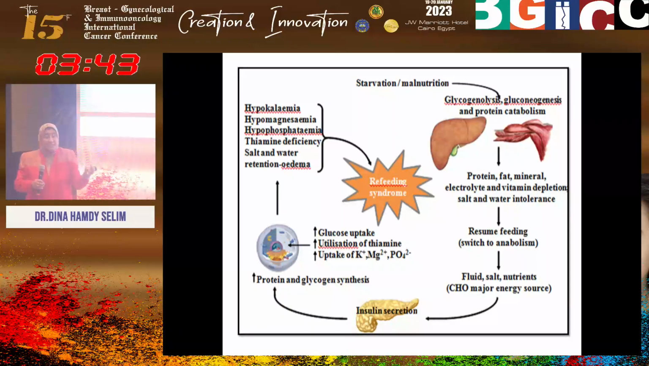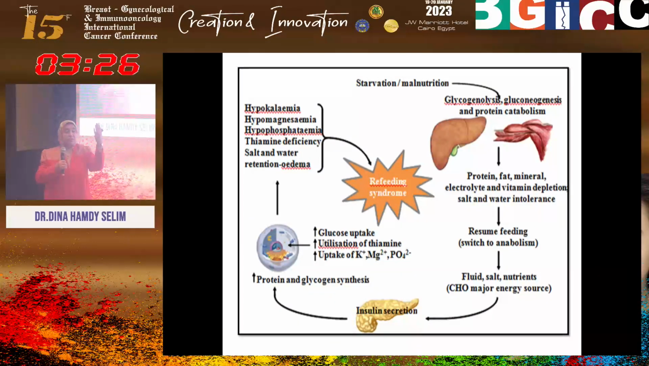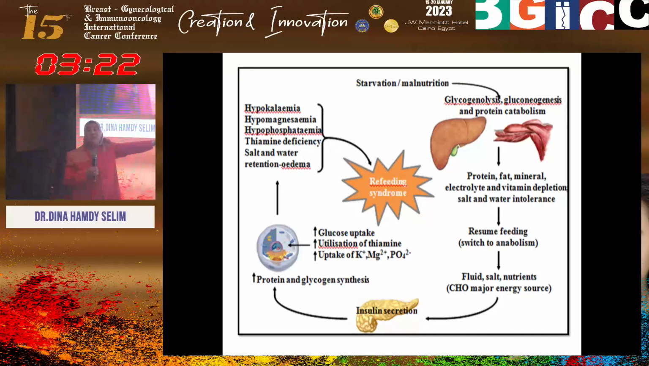Electrolyte balance is not adequate. Phosphorus level is very low. Thiamine, vitamin B1, is very low. So if we give that normal amount of nutrient to this patient, he can die from the refeeding syndrome.